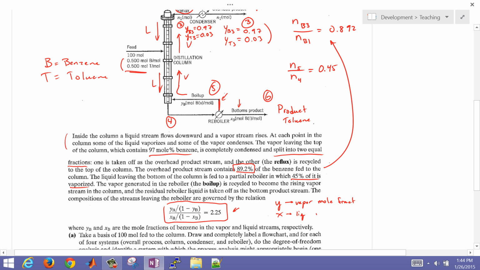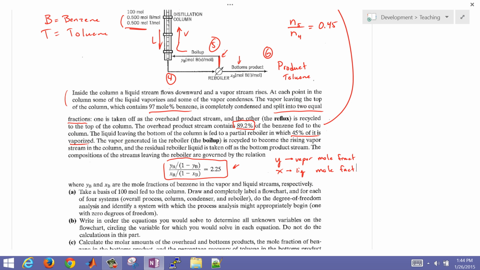Okay, so both of those are mole fractions. Let's see, it was just defined right here. We're going to take a basis of 100 moles fed to the column. Now, if this were a continuous column, this would actually be 100 moles per hour, or some other basis that was in a flow rate.